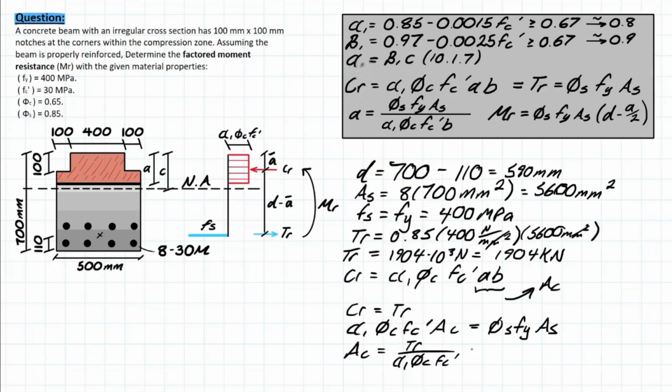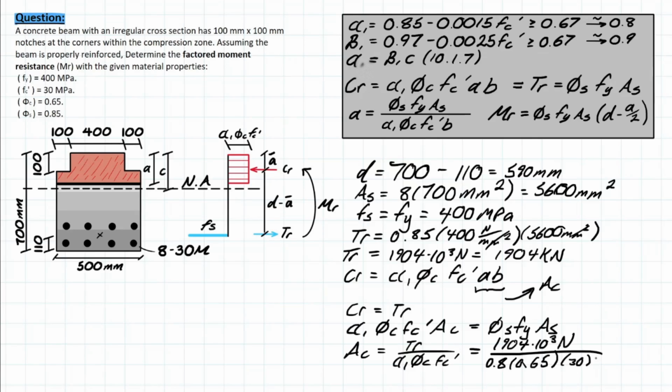And then plugging into this formula, we're going to have the following numbers. We're going to have 1904 times 10 to the 3, and that is in newtons. Then on the bottom, we have 0.8 for this alpha 1. You can go ahead and solve using this equation up top if you want to double check it, but it's equivalent or approximately 0.8. We have 0.65 here for the phi c and the given compressive strength of 30 MPa.